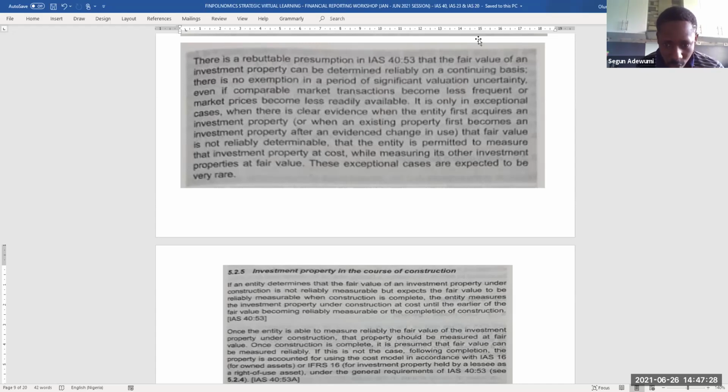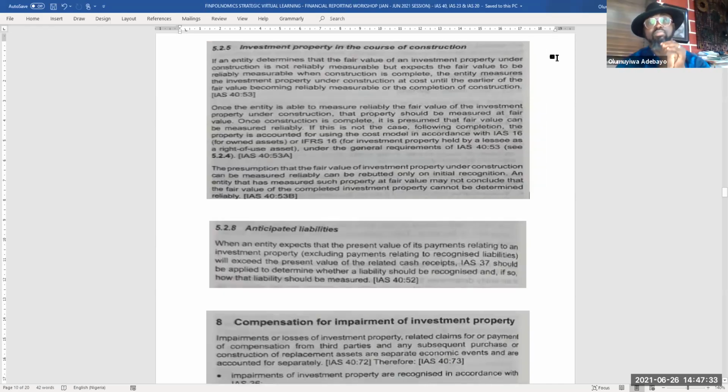Investment property in the course of construction. If an entity determines that the fair value of an investment property under construction is not reliably measurable, but expects the fair value to be reliably measurable when construction is complete, the entity measures the investment property under construction at cost until the earlier of the fair value becoming reliably measurable or the completion of the construction. Once the entity is able to measure reliably the fair value of the investment property under construction, the property should be measured at fair value.